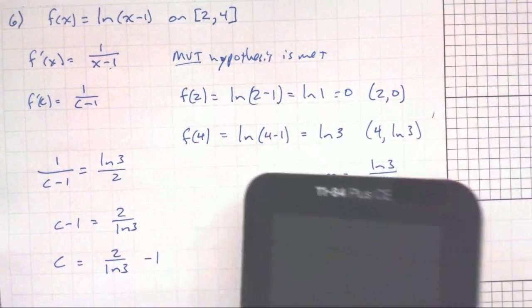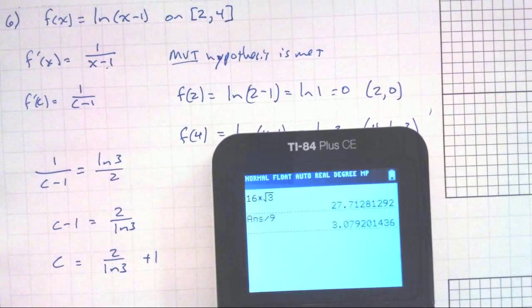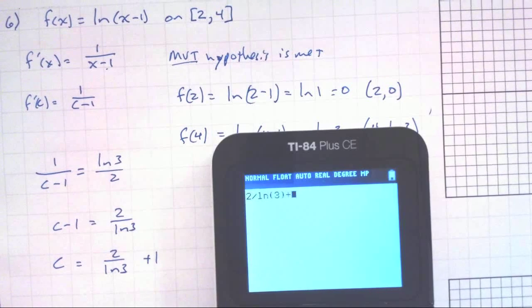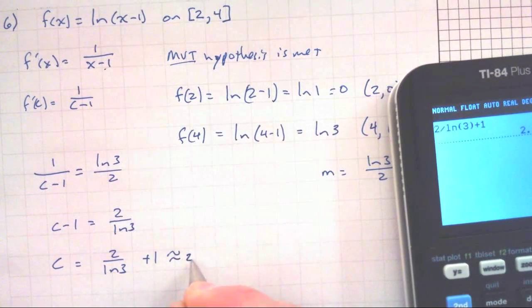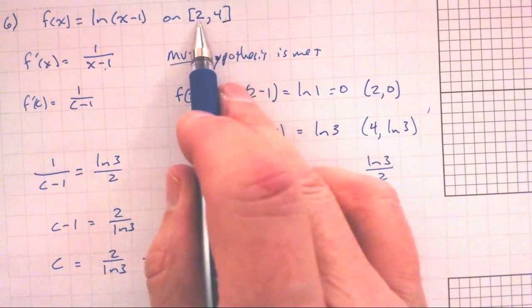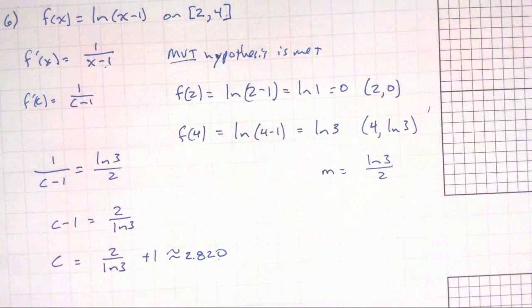If we want that as an approximation, let's go 2 divided by ln 3 plus 1. That is 2.820. We double check and confirm. Yep, sure enough, it's in that interval. You need to check that. If it's out of that interval, we've made a mistake, or the hypothesis perhaps was not met. So c is either 2 on ln 3 plus 1 exactly, or approximately 2.820.